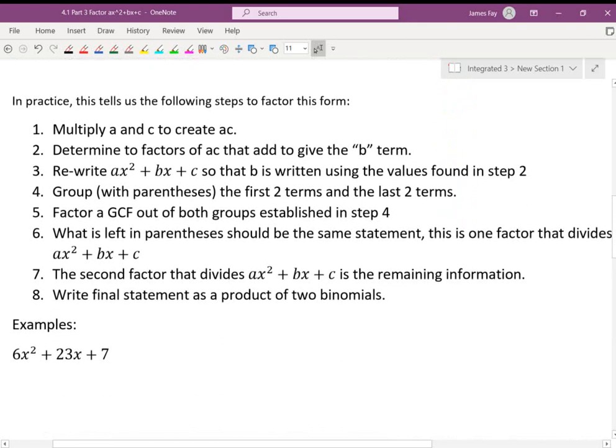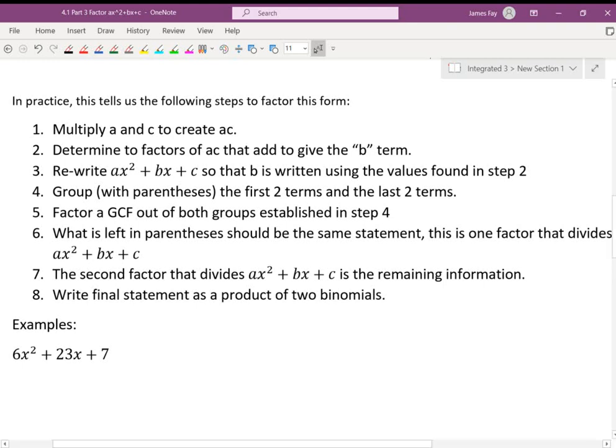These are the steps that we go through to do this, and these steps are here if you get stuck. So if we're on a quiz at some point and one of these shows up, you know what to do. You've got these 8 steps. First thing you're going to do is multiply the A and the C values together. This is called the AC method, because of that first step, multiplying A and C together.